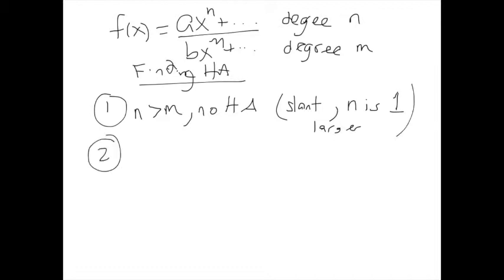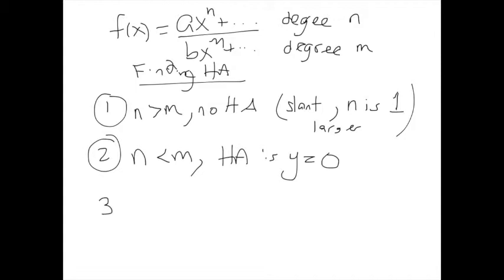Number two, if n is less than m, then what we have here is the numerator is smaller than the denominator, and as x is going to infinity or negative infinity, the denominator is getting ridiculously huge while the numerator is still getting pretty huge but just not as big, and therefore our horizontal asymptote winds up being y equals 0, the line y equals 0.